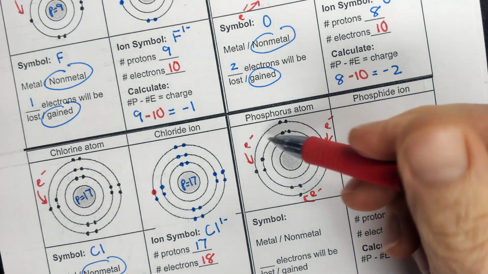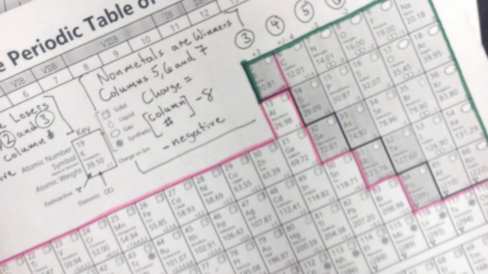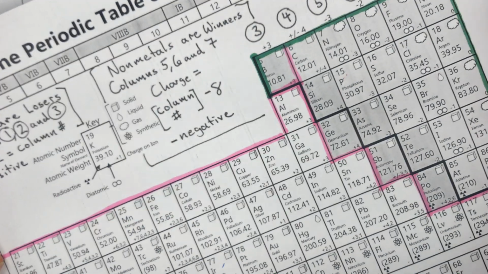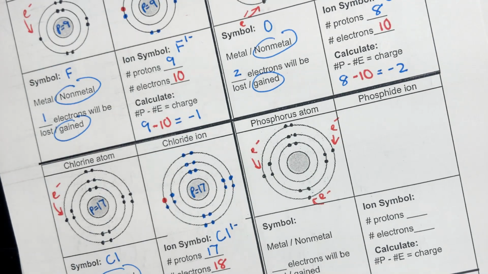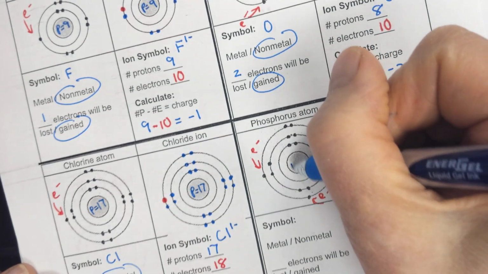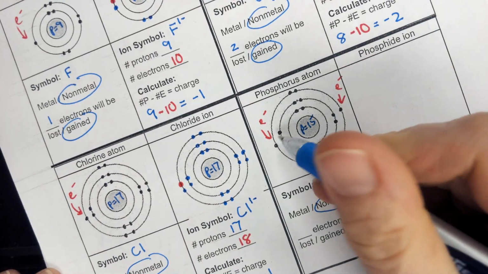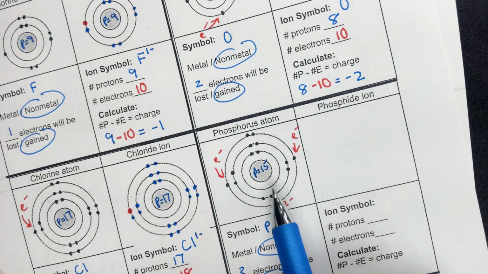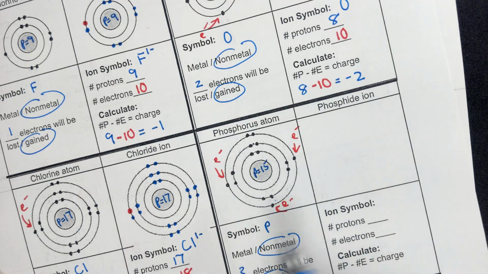All right, so phosphorus is element number 15 on the periodic table, right here. Let's see if I can get that to focus again. There we go. All right, phosphorus number 15 on the periodic table. So that's going to be P equal to 15. And our symbol is P. We've got a nonmetal, which will be gaining 1, 2, 3 electrons. How do I know that? I have to gain however many I need to get to 8 if I'm talking about a nonmetal.